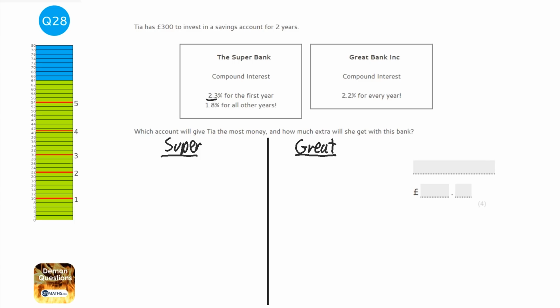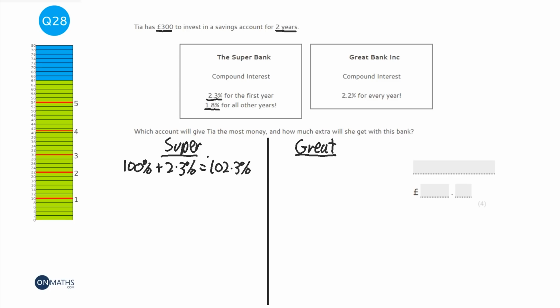It says we have 2.3% for the first year and 1.8% for all other years, and we're doing this for 2 years at £300. So first of all I want to work out what the multiplier is. Since this is the calculator paper, we use the multiplier method. So we start off with 100% always, and compound interest means we're gaining money, so we're going to go up by 2.3%. So that means we'll have 102.3%. So as a multiplier, what we do is we just divide that percentage by 100 to get it as a decimal into what we call a multiplier, 1.023.